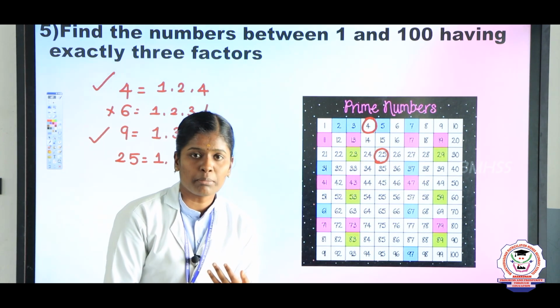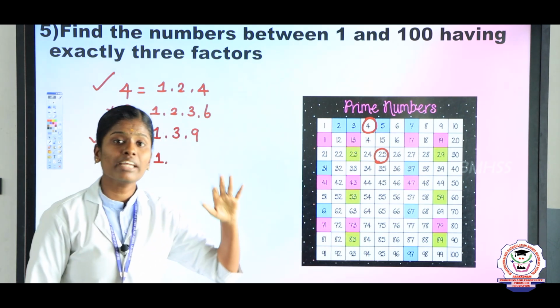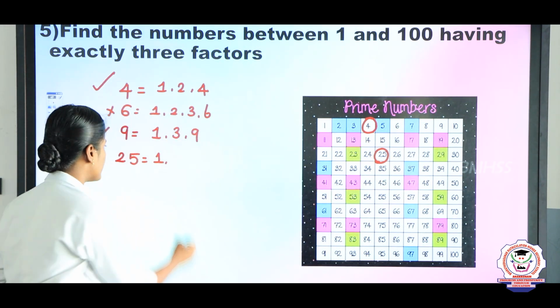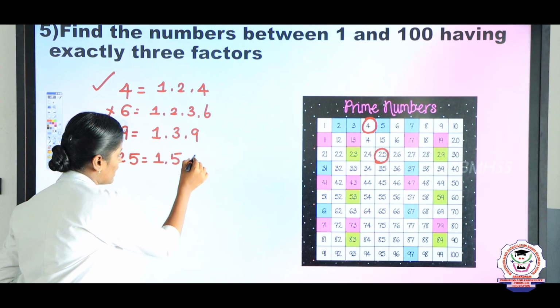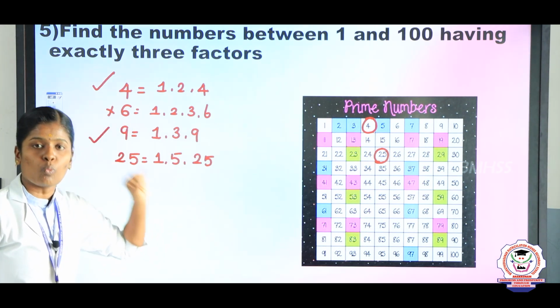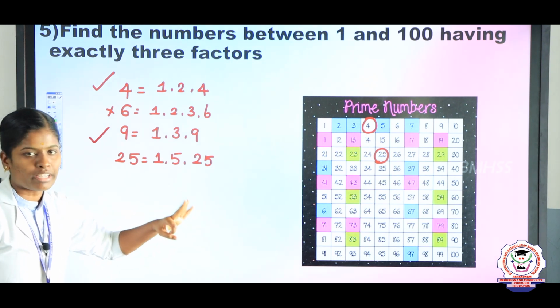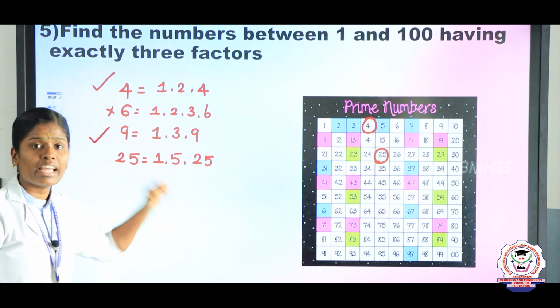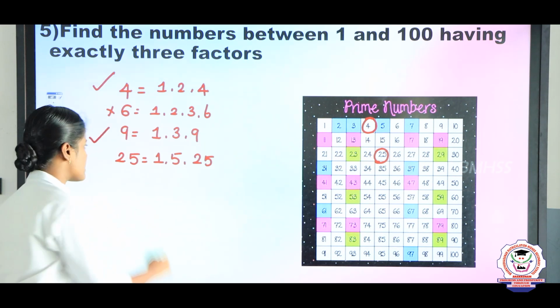Next, you will take 5 table. So, 5 table at 25, 5 5s are 25. So, write the answer 5. And finally, 25 table. So, the factors of 25 are 1, 5, 25. So, this 25 also has exactly 3 factors.